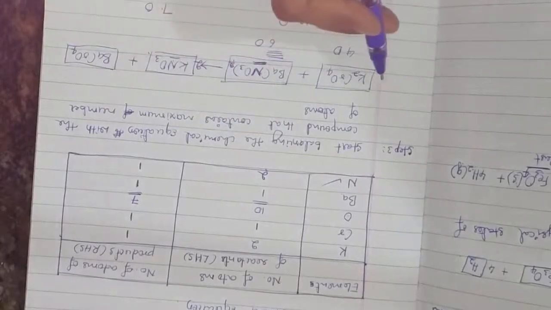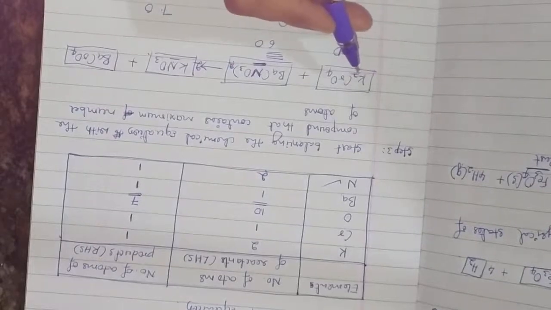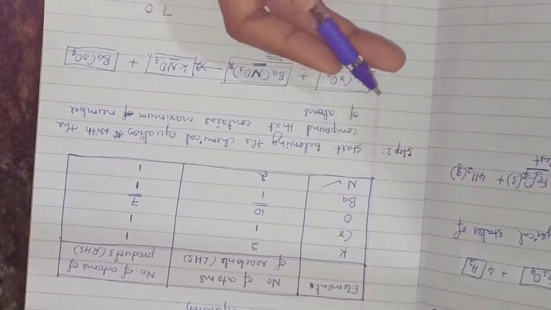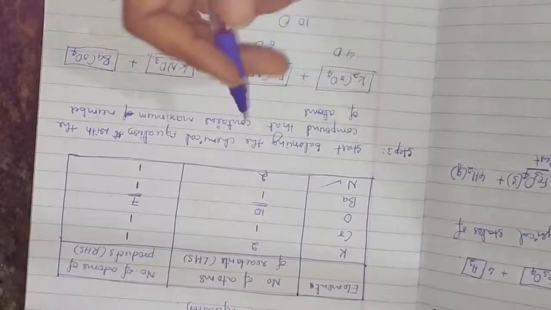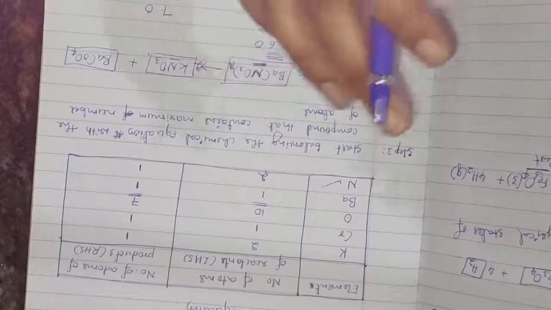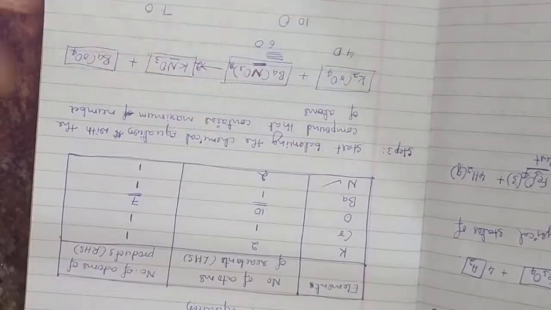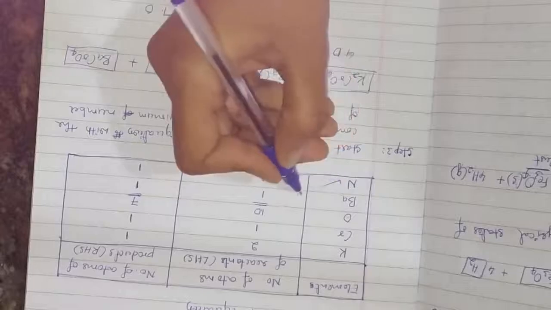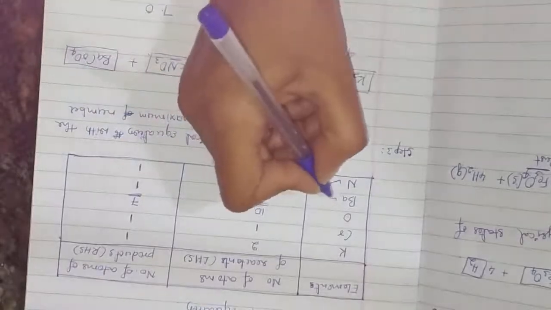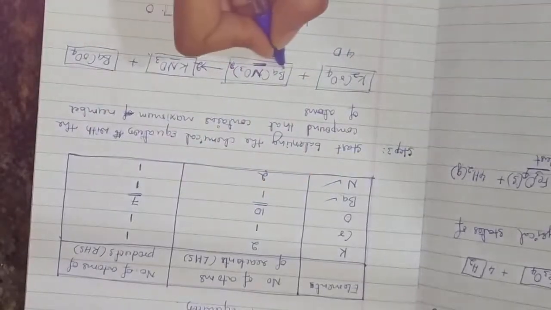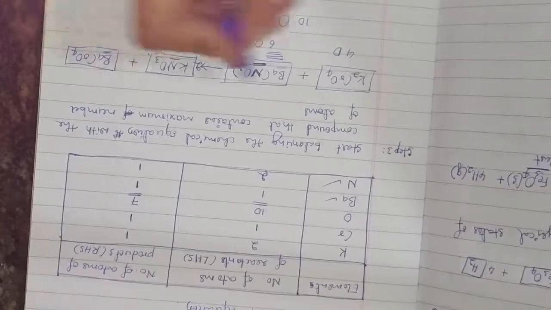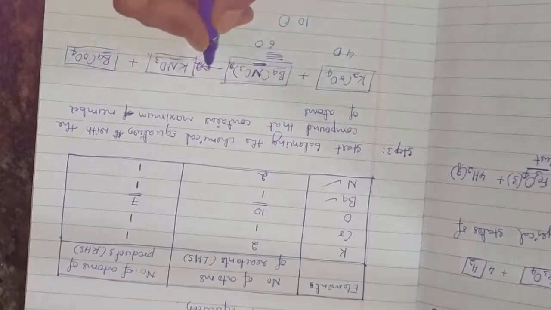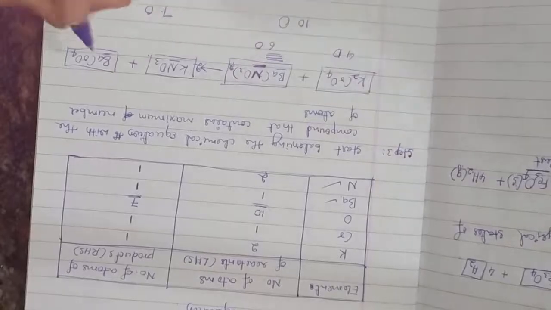In the previous example, in 2 steps we balanced the atoms, but in this case we can balance all atoms in a single step. See here, nitrogen is balanced. Next we will balance the barium. Here one barium is there, here also one barium is there. No problem. The same number of atoms are present in reactants and products.